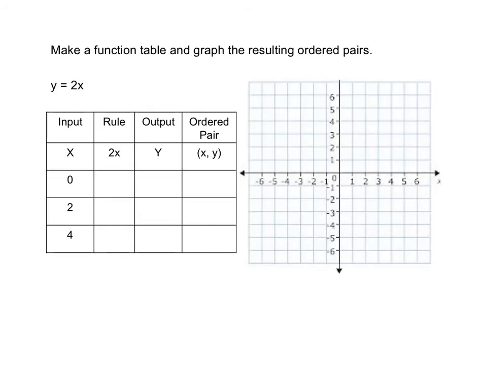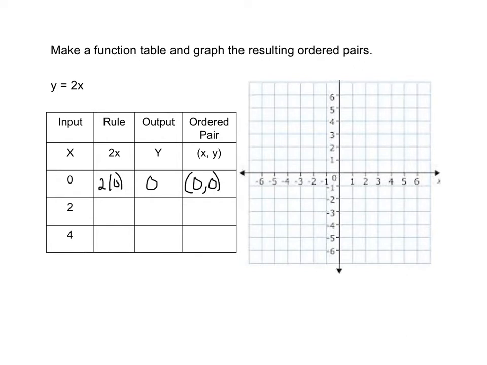Now part of the reason that we make tables is that it makes our functions easier to graph. So if our function rule is y equals 2x, our input values are 0, 2, and 4. So our rule would be 2 times 0, which would be 0. So our ordered pair would be 0 for our input x and 0 for our output y. Go ahead and pause the video and try the next two on your own.